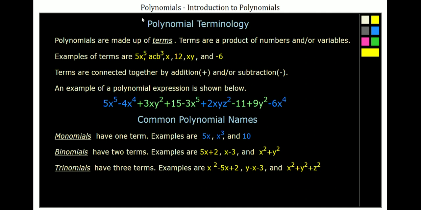All right, a quick review. We're going to be studying polynomials. I'm going to go as far as I can in this section. Polynomials are made up of terms. It's basically a number multiplied times variables, and there can be more than one variable, all multiplied together. We connect them together like Legos with pluses and minuses, and we get a polynomial. Poly means many. And we have some common names: monomials have 1 term, binomials have 2, and trinomials have 3.